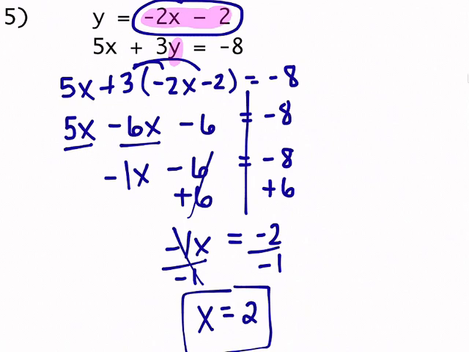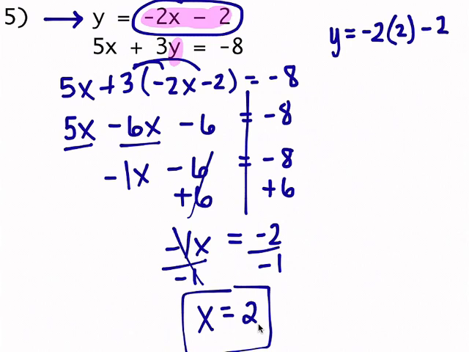So now that we have x, I'm going to go back. I want to use this top equation because it's already solved for y. And I'm going to take out this x and replace it with 2. So y equals negative 2x minus 2. So negative 2, instead of x, I replace it with 2, minus 2. So y equals negative 2x minus 2.